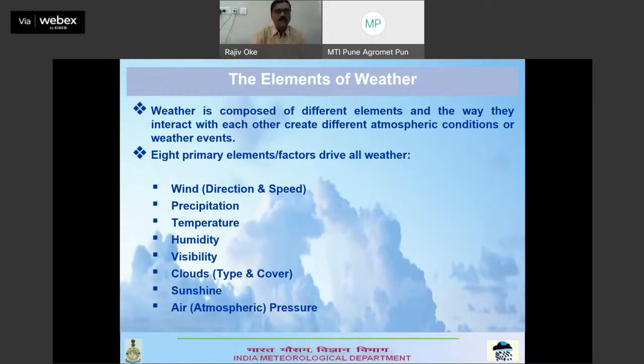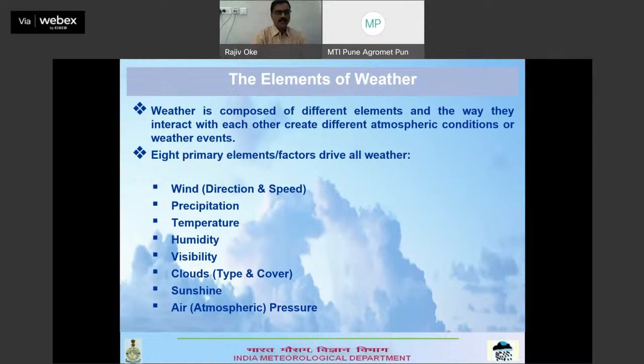The basic elements of weather. Weather is composed of different elements, and the way they interact with each other creates different atmospheric conditions or weather events. There are basically eight primary elements which drive all the weather. They are wind, which is a vector quantity having a directional speed, then precipitation, temperature, humidity, visibility, clouds, sunshine, and atmospheric pressure. So these are the basic elements which affect your weather.